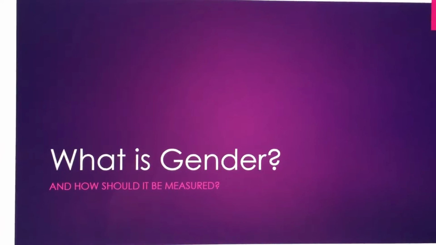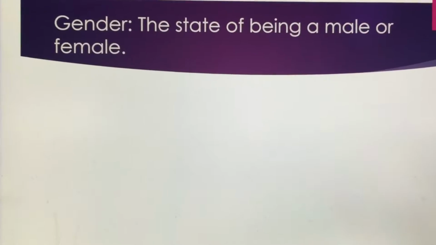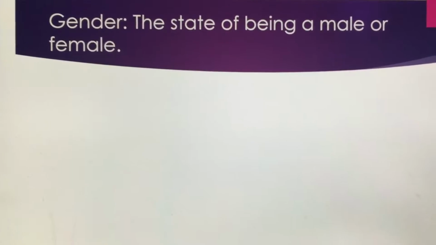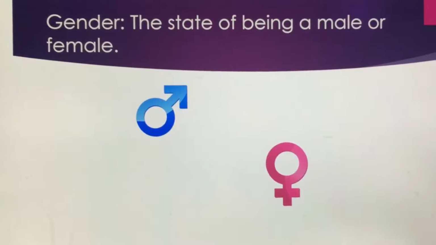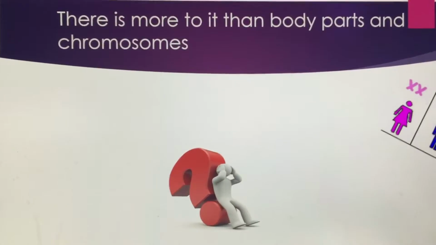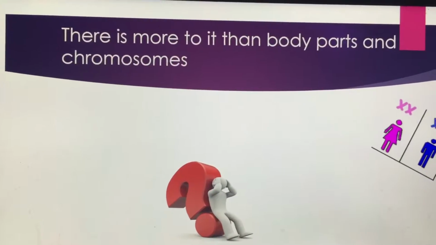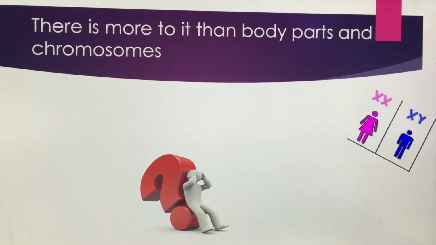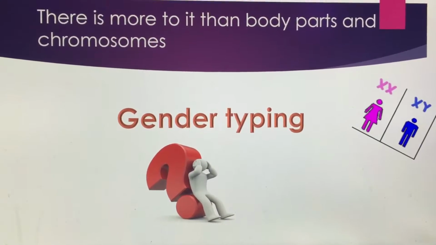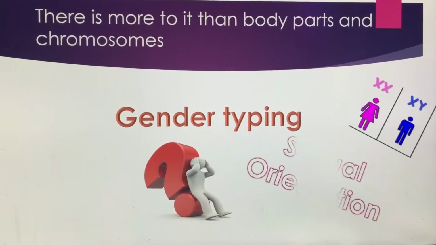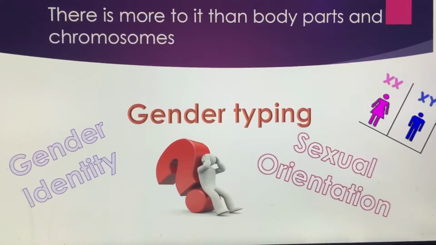What is gender, and how should it be measured? Gender is the state of being a male or female. When one measures gender, there are more things to consider than just body parts and chromosomes. One needs to look at gender typing, sexual orientation, and gender identity.